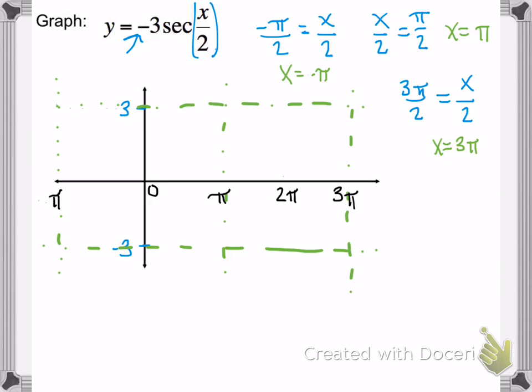Now, typically, secant rises to the left and falls to the right. But remember, because of that negative, it's going to be flip-flopped. So in this case, I'm actually going to fall to the left and rise to the right.